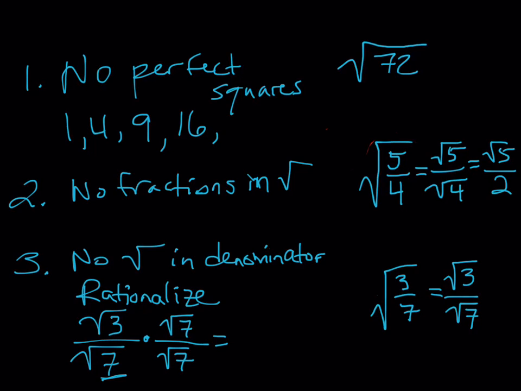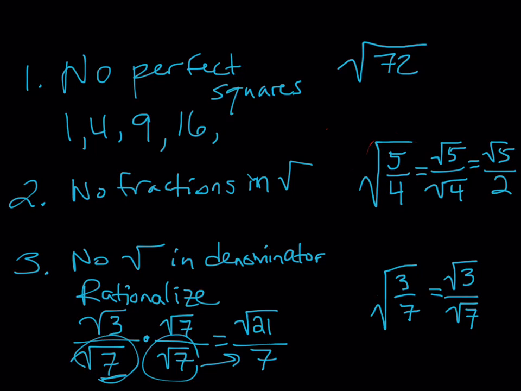So in the numerator, square root 3 times square root 7 is square root 21. And in the denominator, square root 7 times square root 7 is the square root of 49. And the square root of 49 is 7. So if you want to maybe remember this as a rule, this is true all the time. If you have a square root times itself, that's always just going to be the number inside the square root without the square root sign.